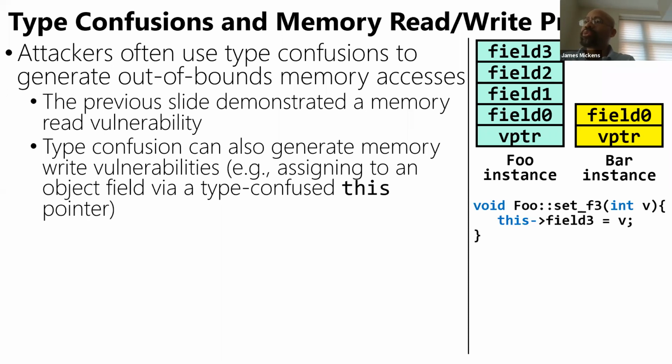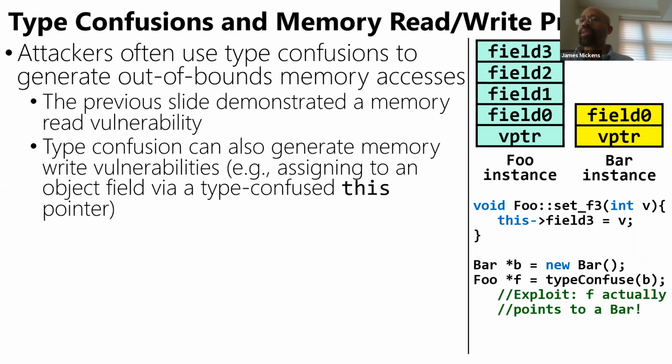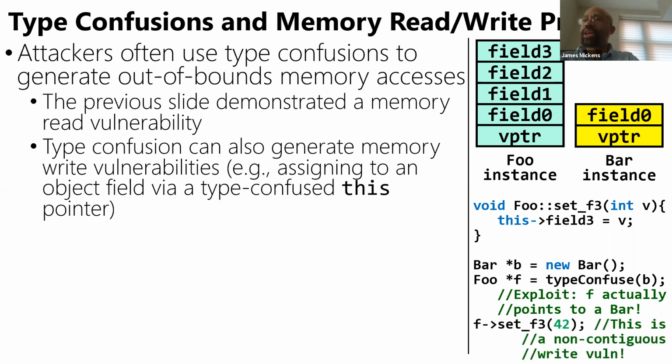So imagine that the implementation for foo had a method that looked like this. So we're going to set F3, set field 3 to a particular value that's passed in as a parameter to the method. And set F3 is very simple. It just sets field 3 to the value that was passed in. Imagine that later on in the code, we had a line which allocates a new bar object. Then it declares a pointer to something of type foo. And then there's a type confusion that arises. The details aren't important here. I've just used the conveniently named function name of type confused to indicate that, aha, here is a vulnerable function where the end result is that F ends up pointing to a bar instead of a foo. So now imagine that shortly thereafter, the program calls F set F3.